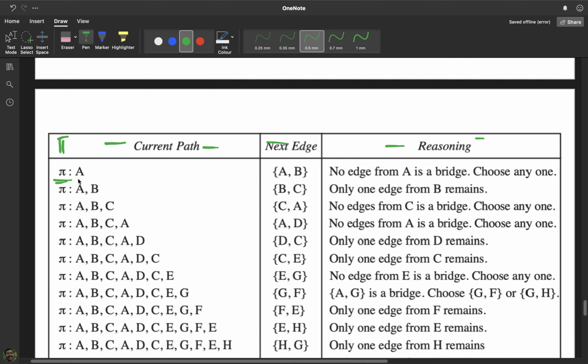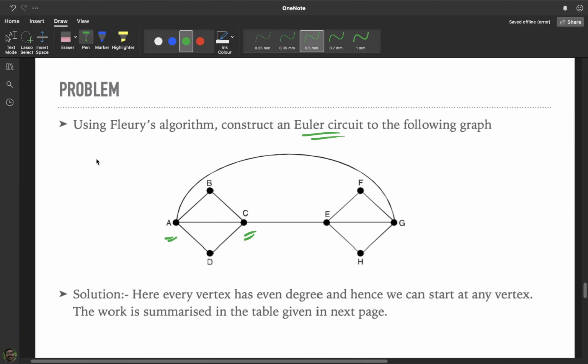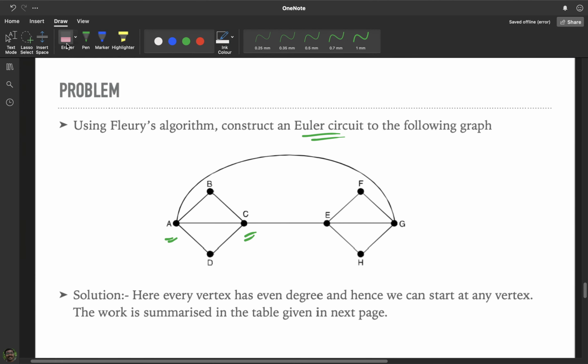Suppose I'm starting with A, so my starting vertex is A here. How many choices are there for the next vertex? I can go from A to either B or C or D. None of these edges is a bridge. So suppose I am choosing B as the next vertex.